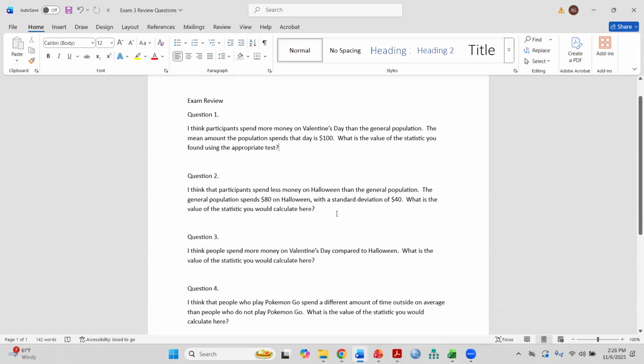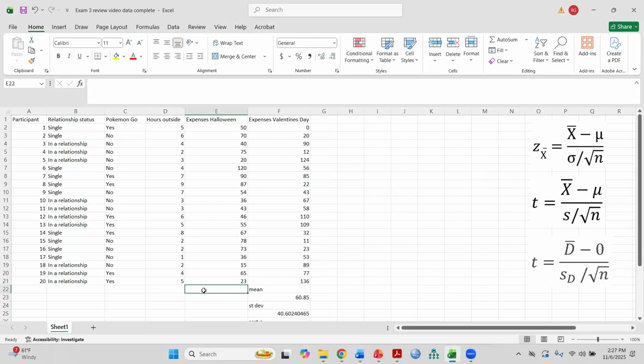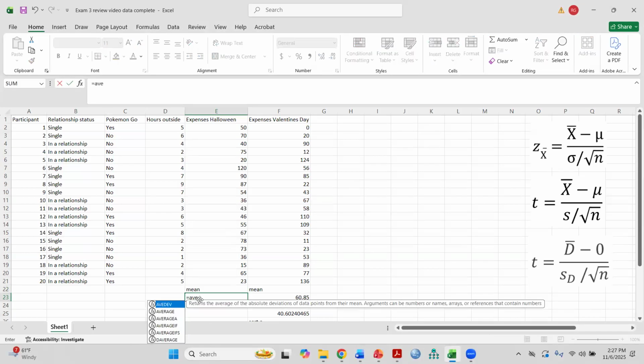Well, first of all, which test are you going to run? Well, you're given the population mean and the population standard deviation. So this is going to be a z-test, right? So we're going to use this equation right here for the z-test. And we're going to, again, look at the difference between sample means and population means. Well, this is for expenses for Halloween. So I'm going to first calculate the sample mean, right? Sample mean for this equals average.